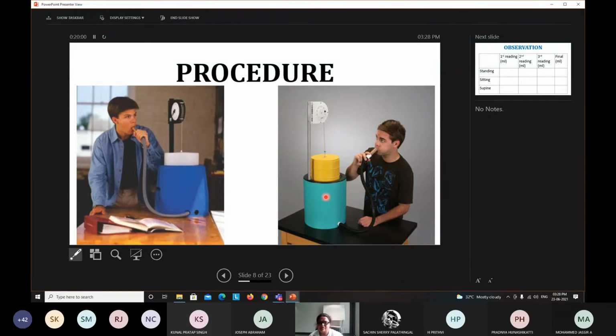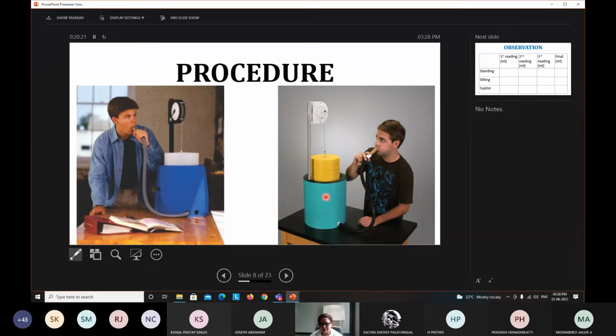Next, we are going to change the sitting position to lying down posture. Ask the subject to lie down in supine position on the table. Then the same thing has to be performed. The same procedure needs to be repeated in lying down posture. Again, you have to take 3 readings.